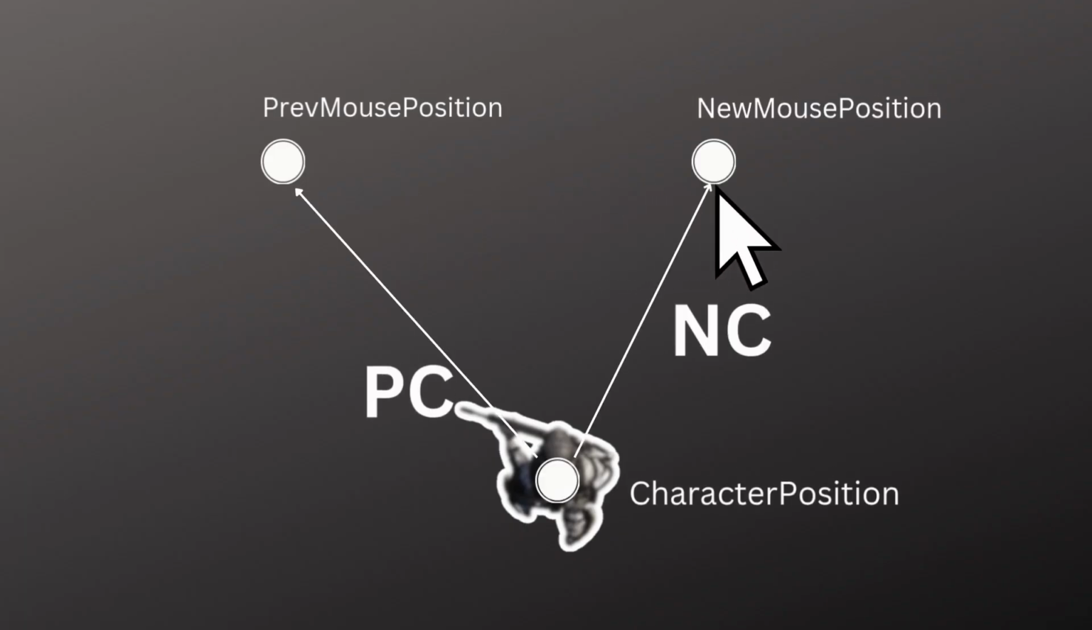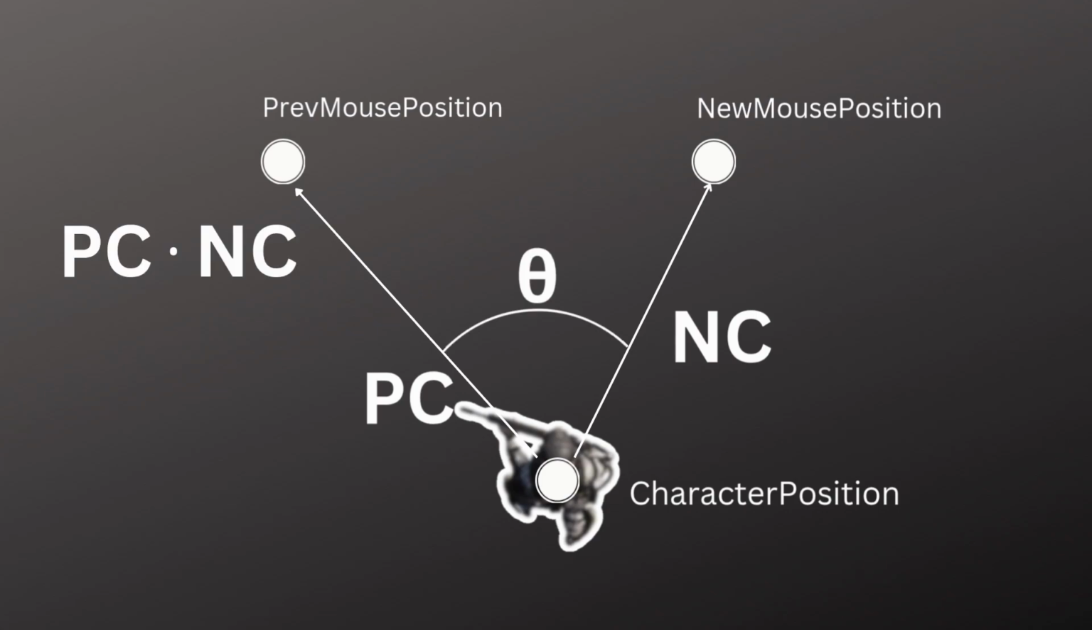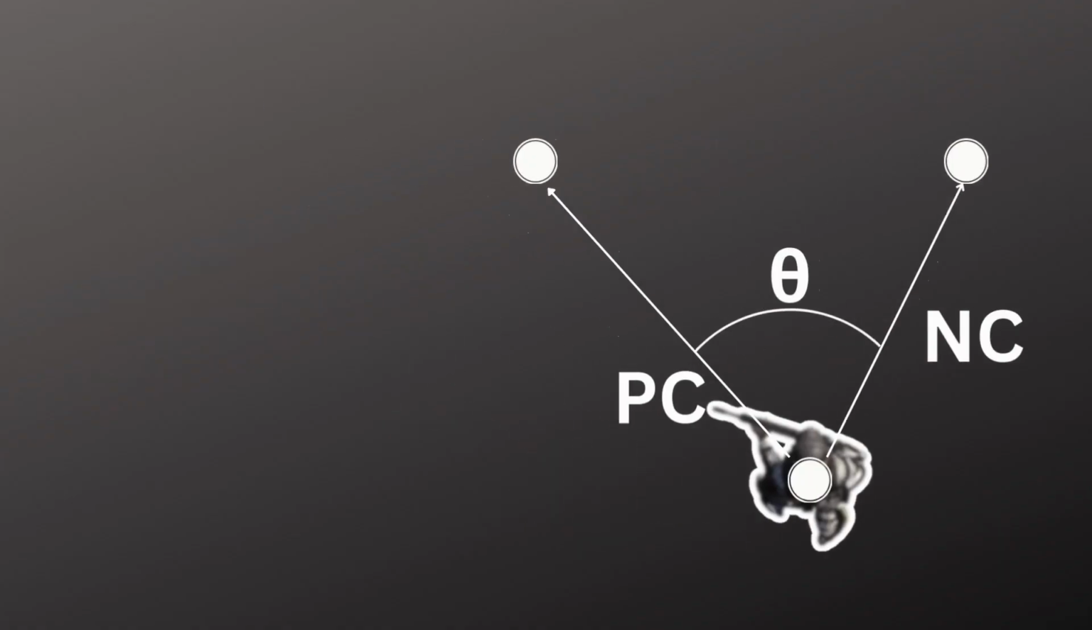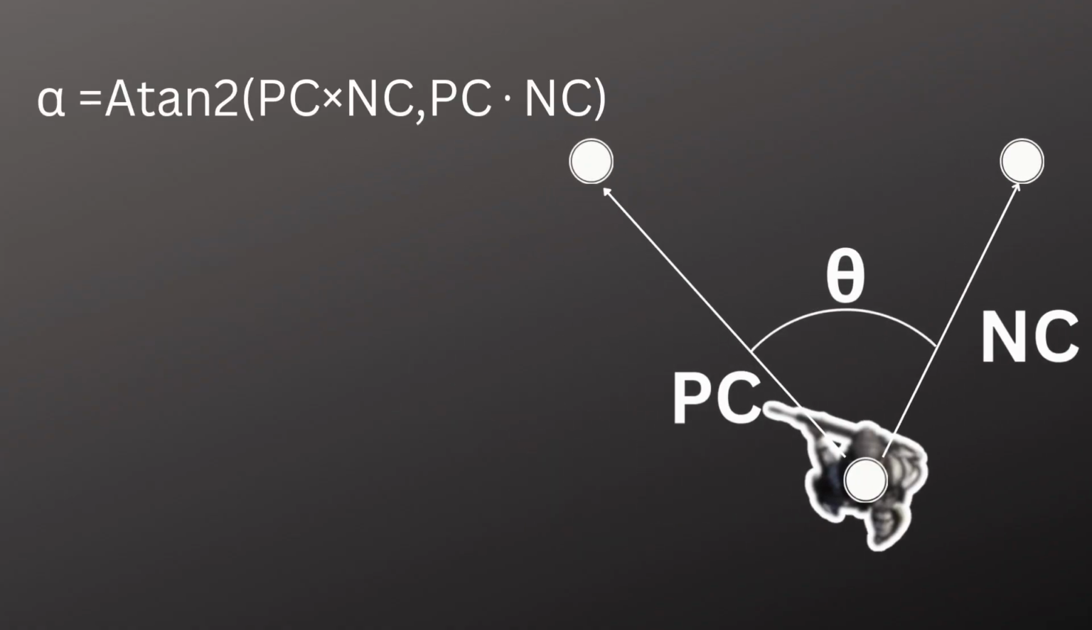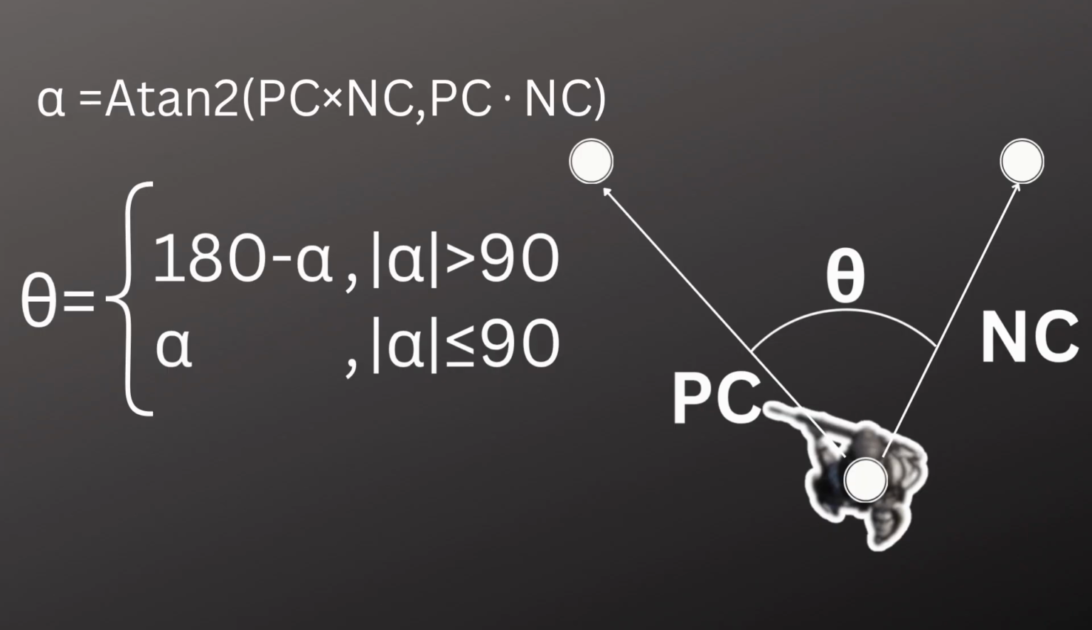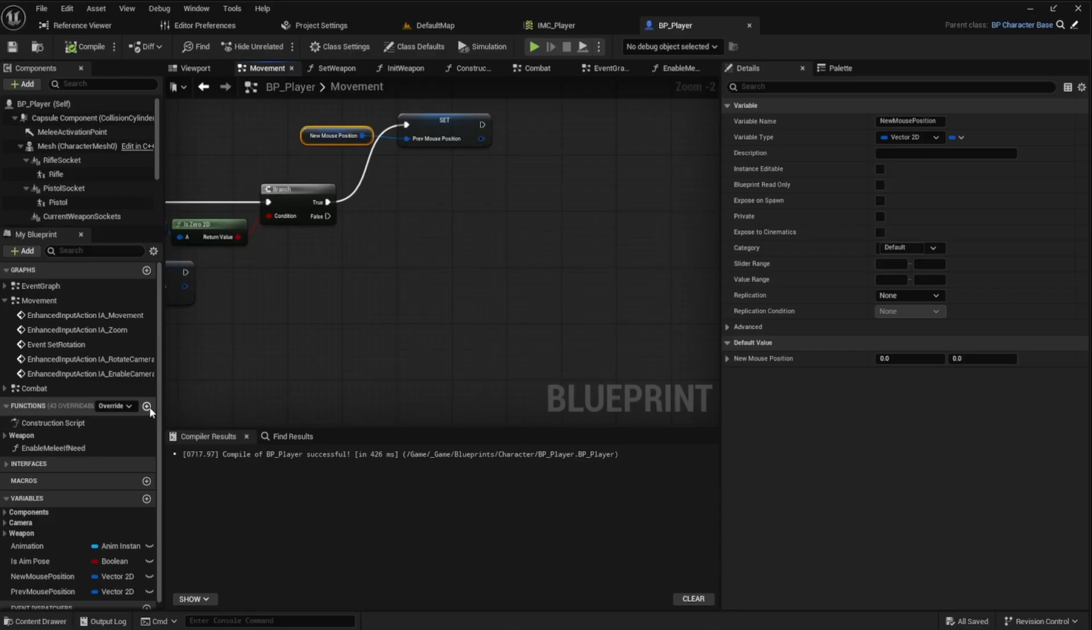Here is what we are going to implement. First we will create two vectors, from the character to each mouse position. Then we will calculate the dot product and the cross product of those vectors. And finally we will use atan2 with the cross and dot products to get the angle. That angle is the value we will add to the current rotation. Let's go ahead and implement this.